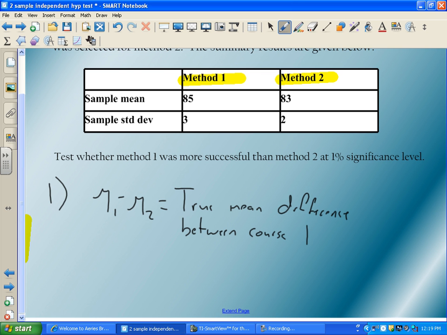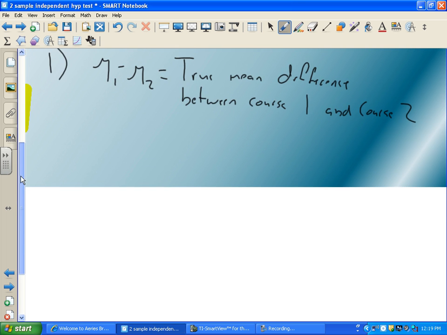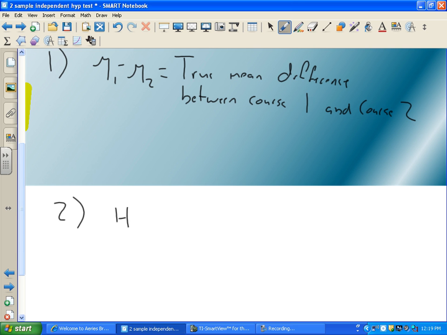No, and I'll show you in just a second the hypothesis test part. So, yeah, I'll show you how that's going to look. So, step 1, true mean difference between course 1 and course 2. And I do want to talk about this for a second. Here's the way they're typically going to be. You're going to assume that there's no difference between them. In other words, mu1 minus mu2 equals 0.